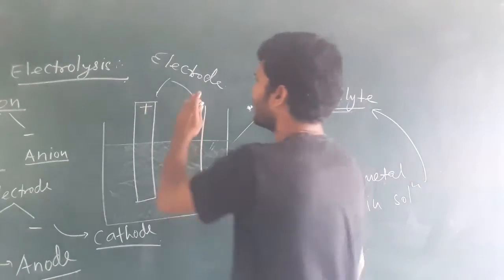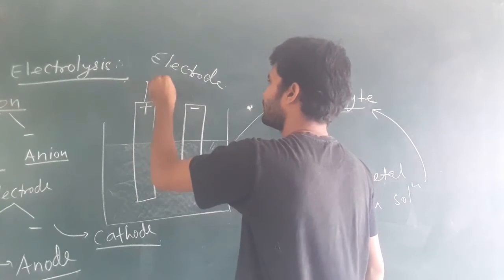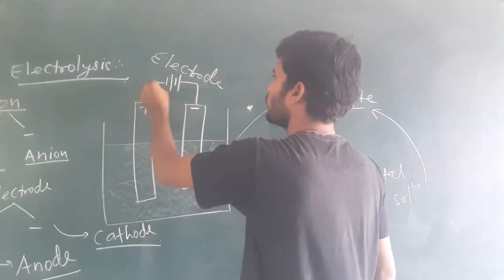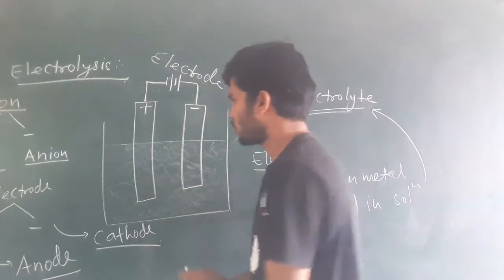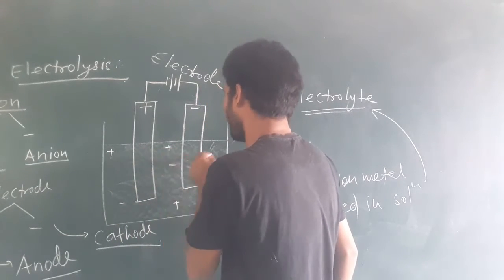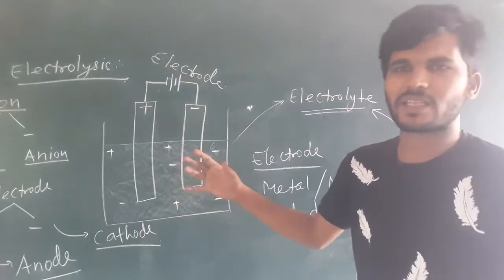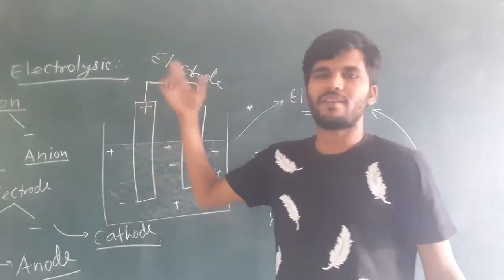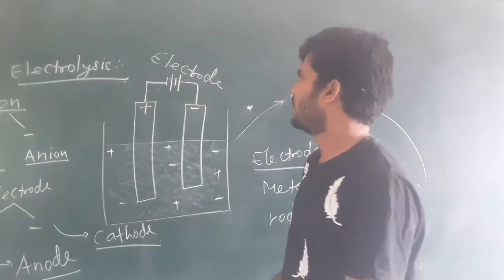Now I have connected this with a cell, because we want to conduct the electricity. Whenever this solution has ions, positive, negative, positive, negative, cations, anions, various ions are there in this solution, and these are metal rods. So when the battery or the cell is connected, what will happen?